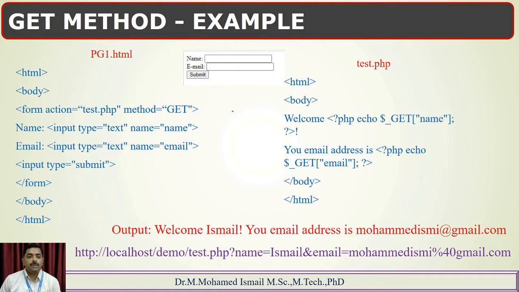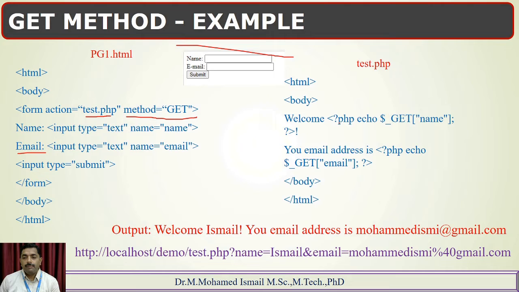Using the get method, here is one example. I'm creating one HTML file, pg1.html, with form action calling test.php, and method get. I'm creating two text boxes, one for entering my name, the second for entering an email address, and finally a submit button. The output will be generated like this. When I enter some values, I will receive a message. In test.php, I'm just printing the values.